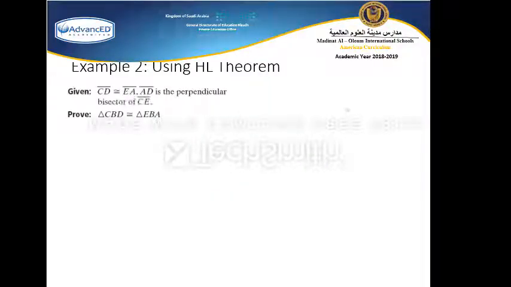How to solve this problem? By using the given. Here it says CD is congruent to EA. This is given, as you see. AD is a perpendicular bisector to the line segment CE. What does it mean? It means that CE is divided into two equal halves. Then CB equals BE according to the perpendicular bisector AD. Here it says to prove that triangle CBD is congruent to triangle EBA.